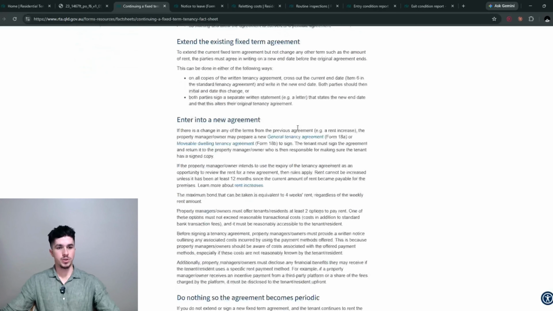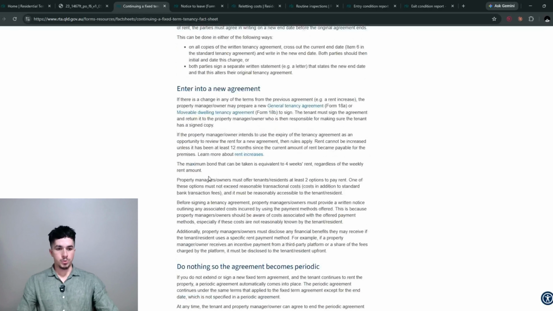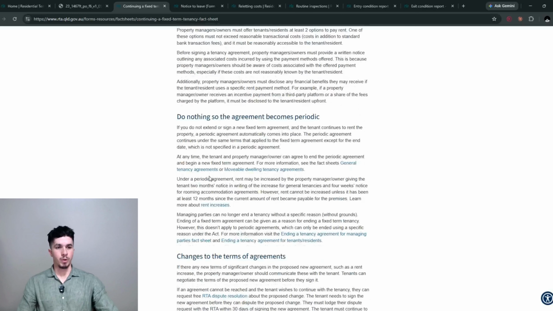The next one is to enter into a new agreement. This is the preference. This is what a tenant will sign, a Form 18A, also known as a general tenancy agreement. The third option is to do nothing so the agreement becomes periodic. That again simply means that there is now no end date. The best option, I believe, for property investors is to have a fixed term agreement with all tenants at all times. That is what a fixed term agreement is.